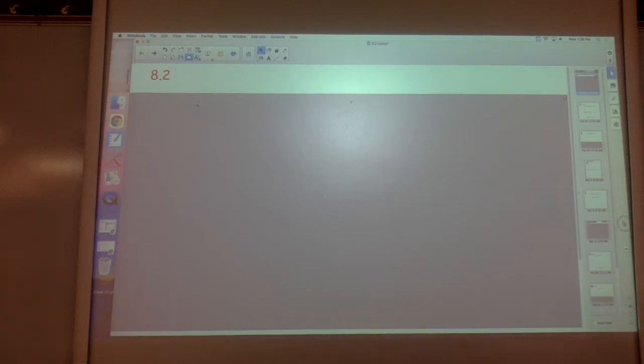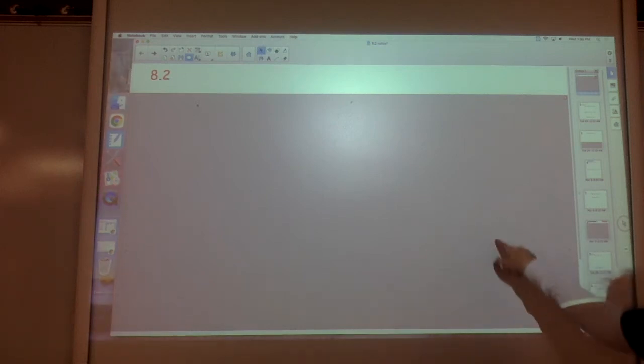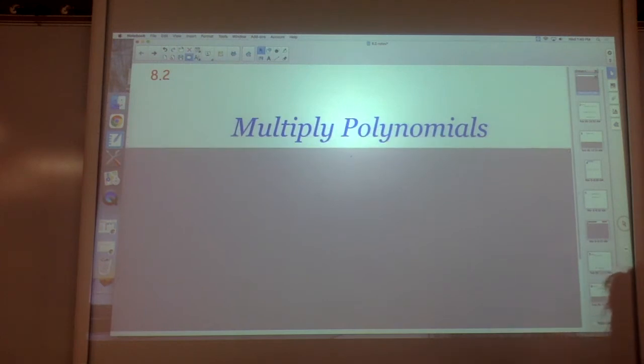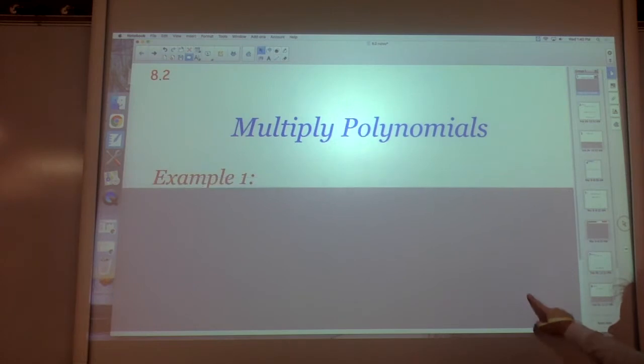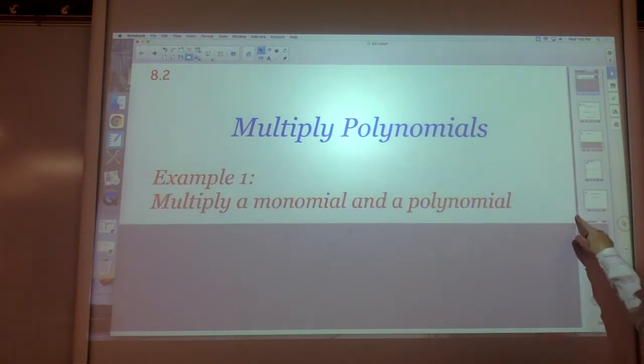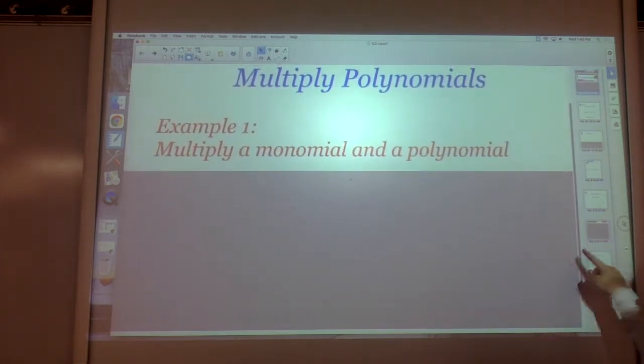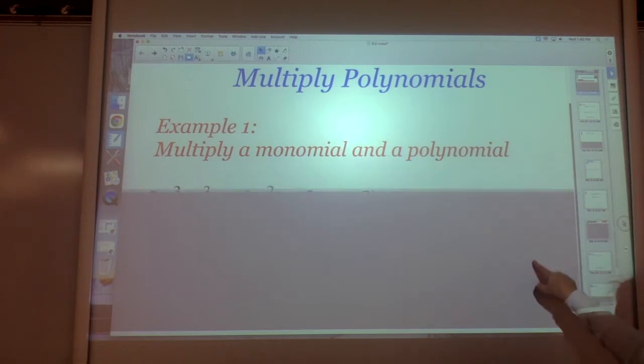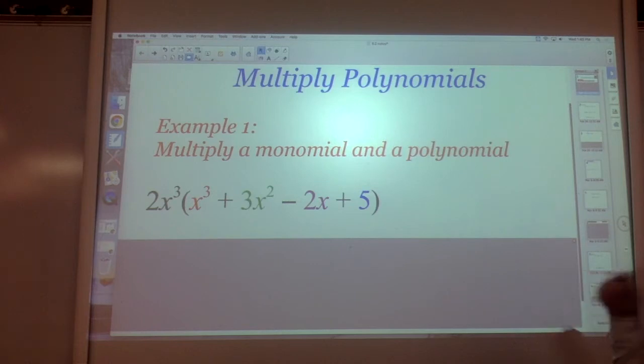Section 8.2 in algebra. Now we're going to multiply polynomials. You've already learned how to write them in order and add them and subtract them. Example 1, you are going to multiply a monomial, remember that's one term, and a polynomial. Here's what it looks like to start. 2x cubed times x cubed plus 3x squared minus 2x plus 5, known as my fancy color coding.